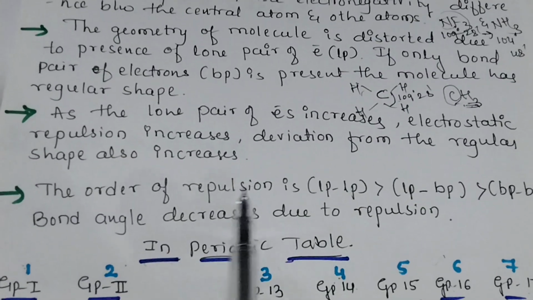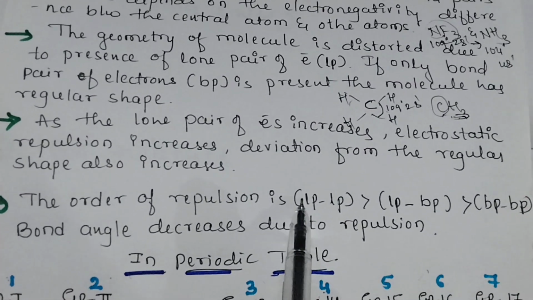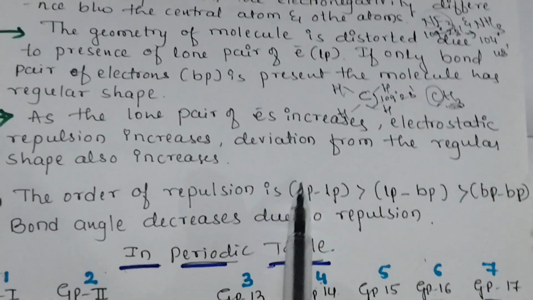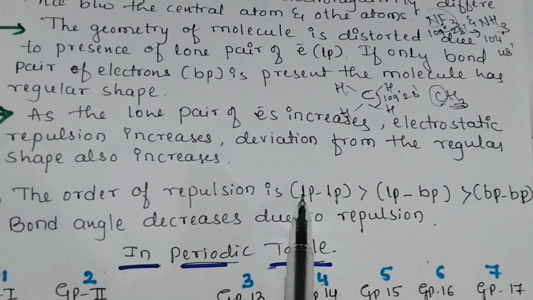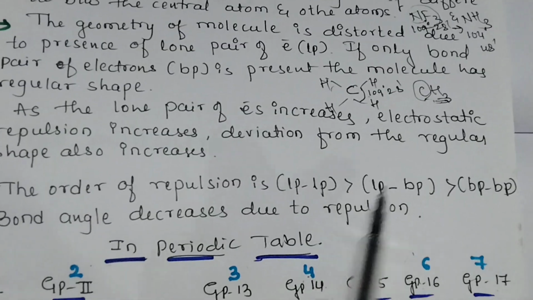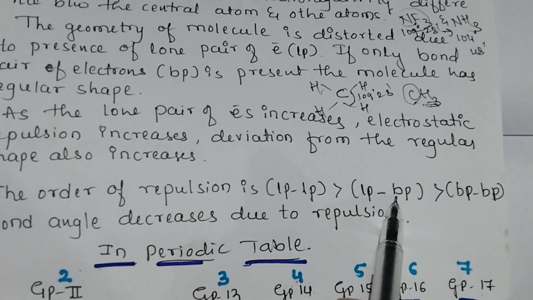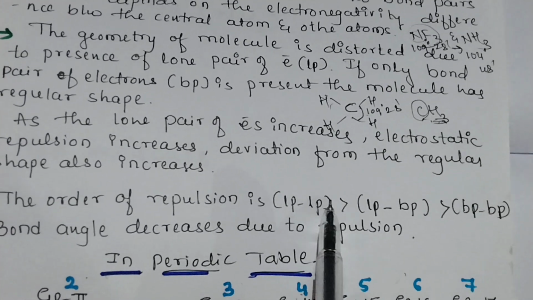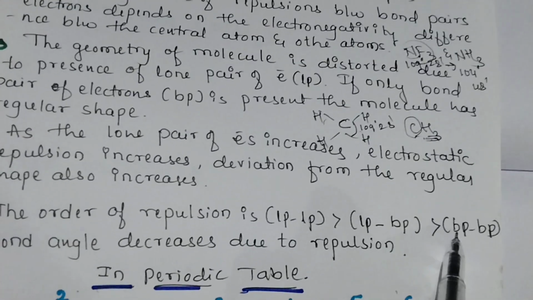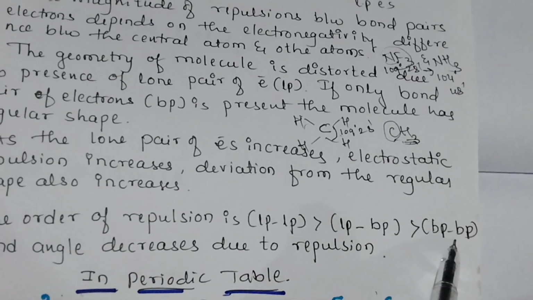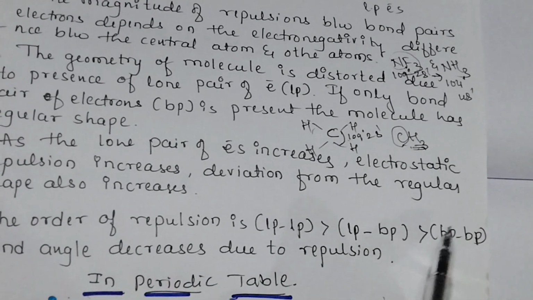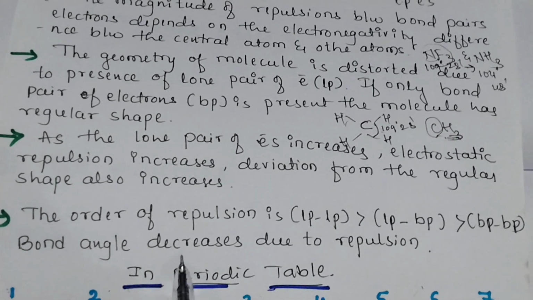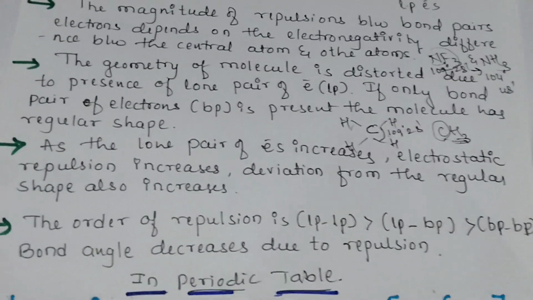Then the order of repulsion: the more lone pairs there are, the more repulsion occurs between lone pair electrons than between a lone pair and a bond pair. The repulsion occurs less compared to the lone pair-lone pair case. Again, if the molecule has bond pair electrons, it suffers lesser repulsion than the lone pair and bond pair, and the bond angle decreases due to the repulsion.